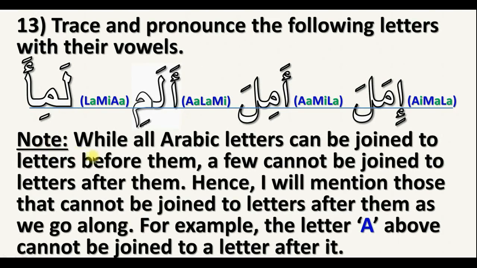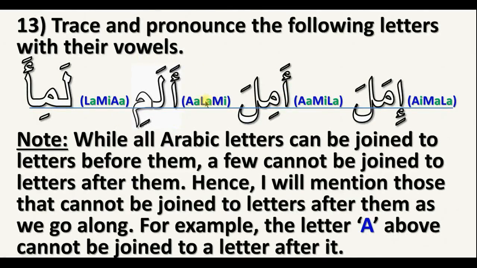Here we have a note. While all Arabic letters can be joined to letters before them, a few cannot be joined to letters after them. Hence, I will mention those that cannot be joined to letters after them as we go along. For example, the letter A above cannot be joined to a letter after it. In this first group of letters, you will notice that the A cannot be joined to the M. Also in the second group of letters, these letters are the same as the first group of letters. Therefore, you will notice also that the A cannot be joined to the M.